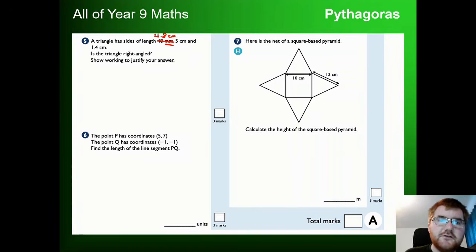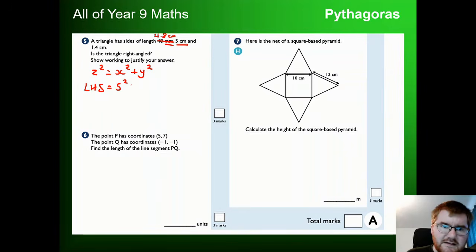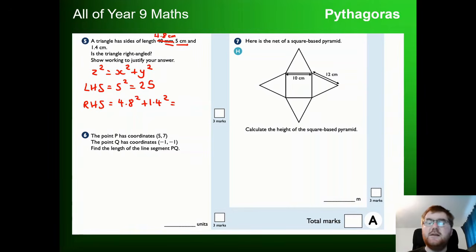And now we need to check if the triangle is right angled. Well, our longest side here is 5 centimeters. So what we need to check, if we use our formula z squared equals x squared plus y squared, I'm first of all going to check the left hand side. So the 5 squared is equal to 25. And if we do the right hand side, we're going to check that 4.8 squared plus 1.4 squared, and we're going to see if that equals 25 as well.